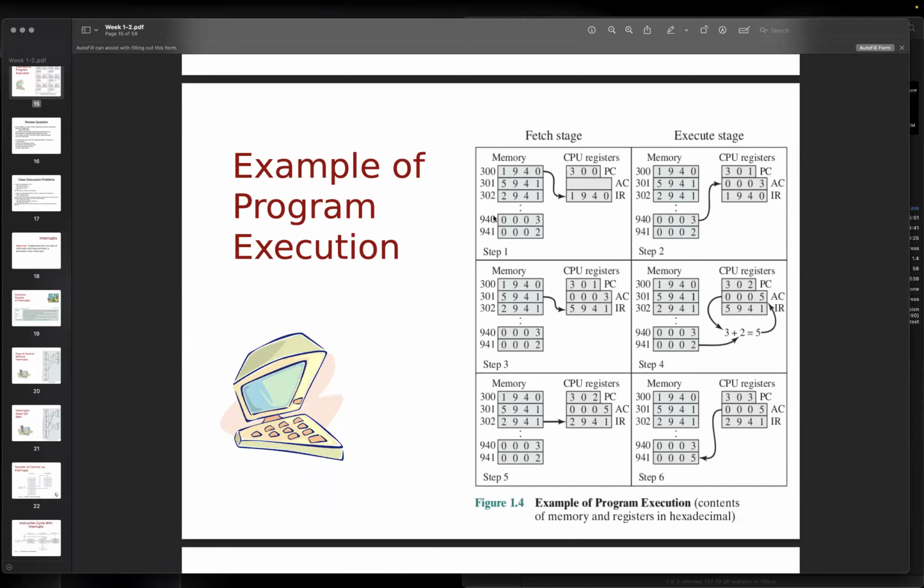And the IR holds the instruction, which stores the memory address, so we know which memory location to fetch from. We also have the operand, which says whether we are going to add, subtract, store, or load. All of this is stored in the IR. So this one is important.